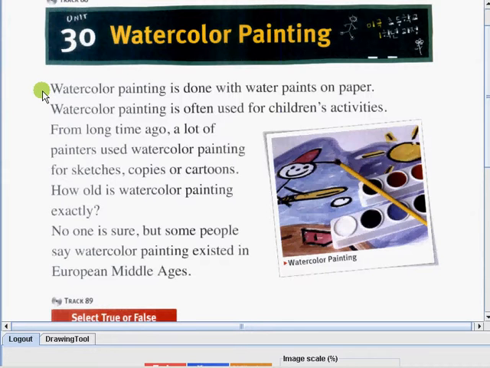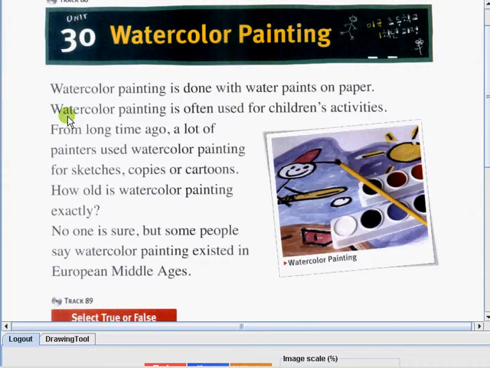Watercolor painting is done with water paints on paper. Watercolor painting is often used for children's activities. From long time ago, a lot of painters used watercolor painting for sketches, copies, or cartoons. How old is watercolor painting exactly? No one is sure, but some people say watercolor painting existed in European Middle Ages.